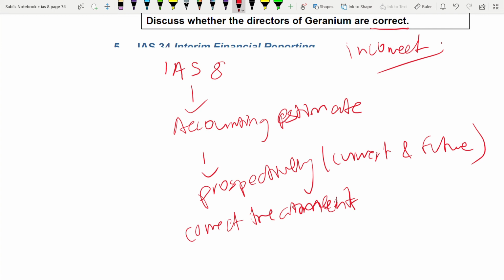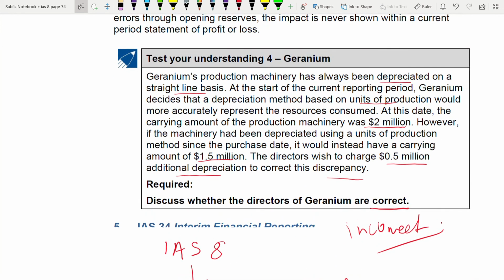Instead, the remaining carrying amount of 2 million will be depreciated in the current and the future period using the new depreciation method. So whatever it is, what is the change in depreciation? Units of production. So based on units of production, this is the carrying amount. So now in the current and the future, you go and depreciate this 2 million because this is the new. Prospectively, you have to change, no? Current and the future. So in the current and the future period, using this new depreciation method, this 2 million will be depreciated, not the catch up of 0.5 million.